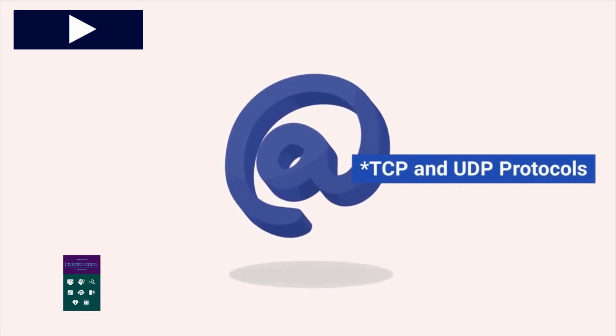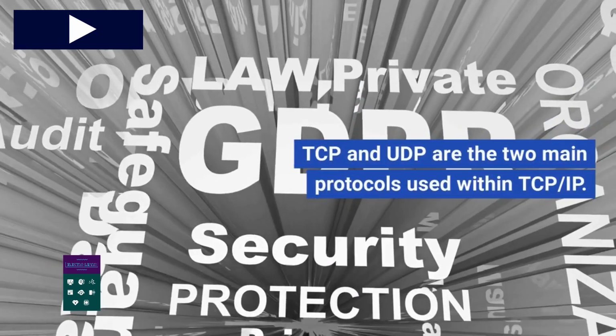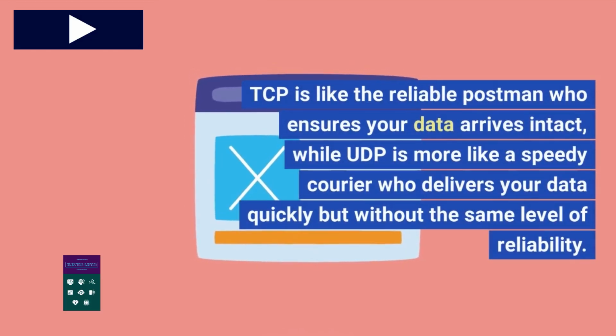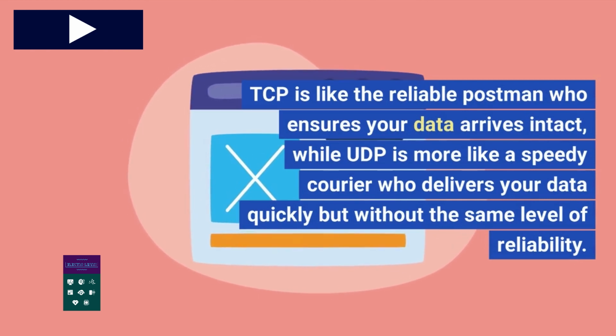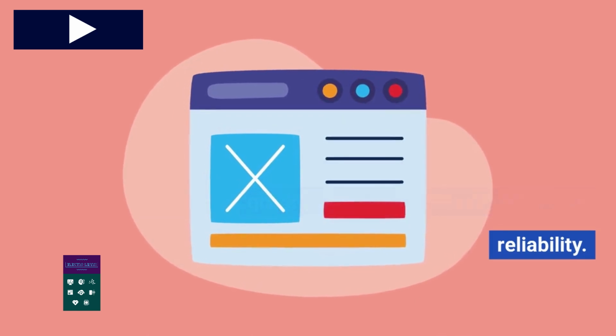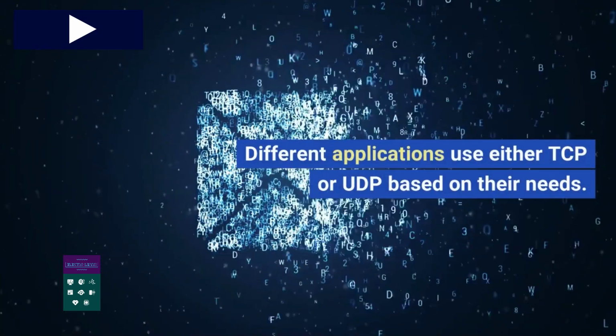TCP and UDP protocols. TCP and UDP are the two main protocols used within TCP/IP. TCP is like the reliable postman who ensures your data arrives intact, while UDP is more like a speedy courier who delivers your data quickly but without the same level of reliability. Different applications use either TCP or UDP based on their needs.